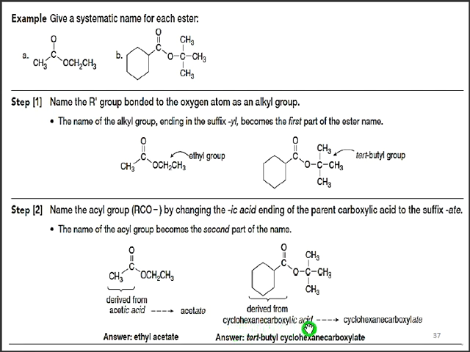And this part is derived from cyclohexane carboxylic acid. Changing the -ic acid to -ate gives cyclohexane carboxylate, and the name will be tertiary butyl cyclohexane carboxylate.